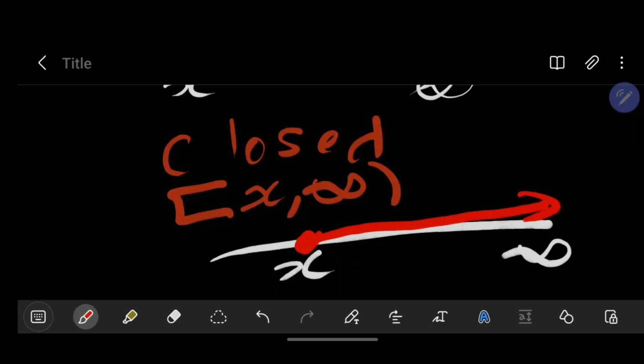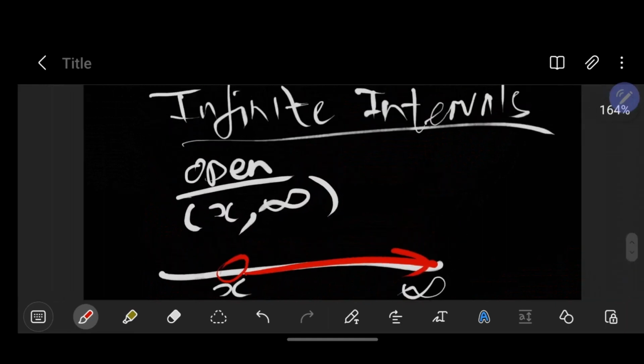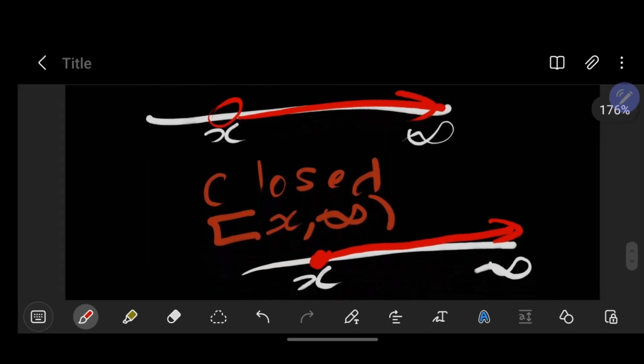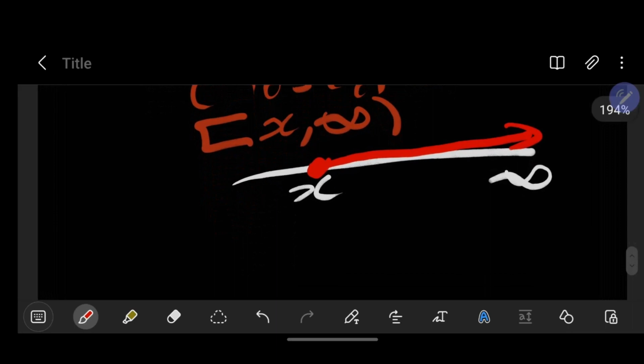Now just take note of the pattern here for infinite intervals and ask yourself a simple question: what is the pattern that you can see here? I will show you the pattern later on, in the next few examples. So let's get into some of the examples.